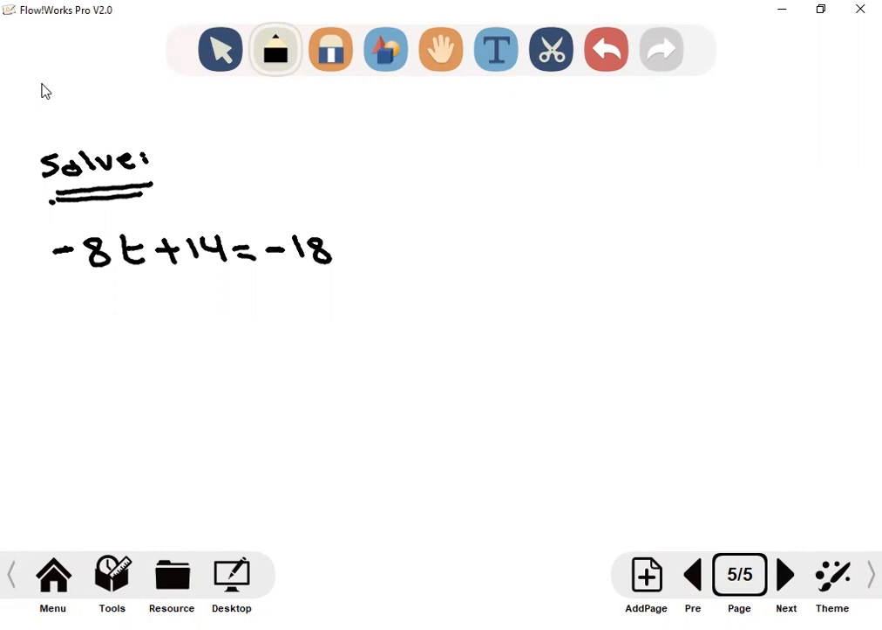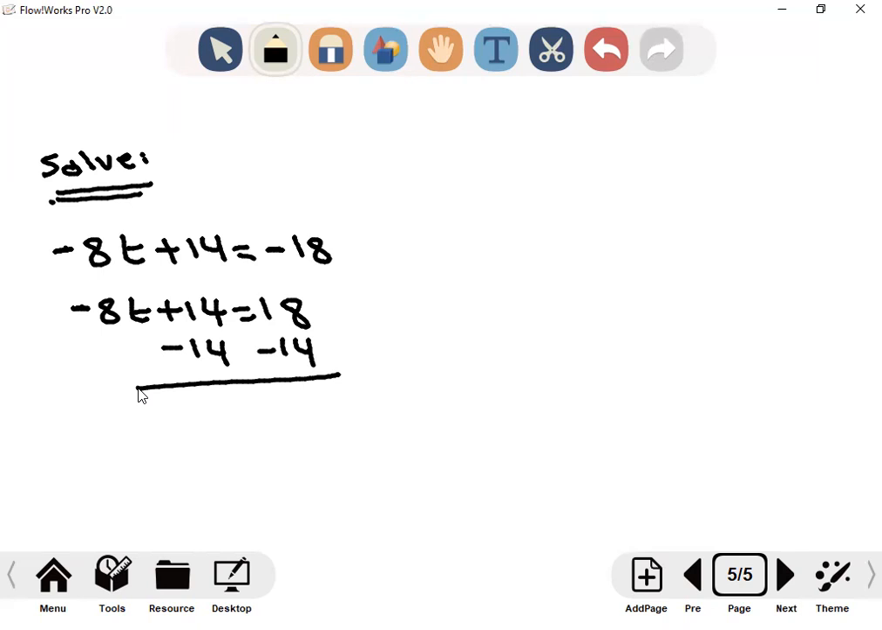First, we have to get rid of the 14. We have to subtract it, the plus 14. Good boy. So let's rewrite the equation: negative 8t plus 14 equals negative 18, right? Now we get rid of the plus 14 by subtracting 14 on both sides.